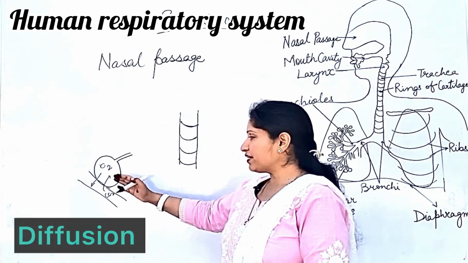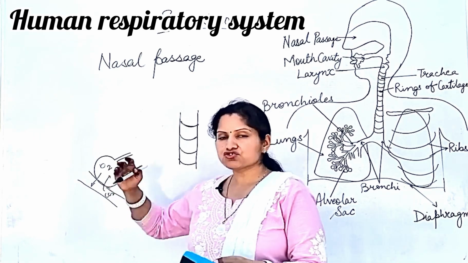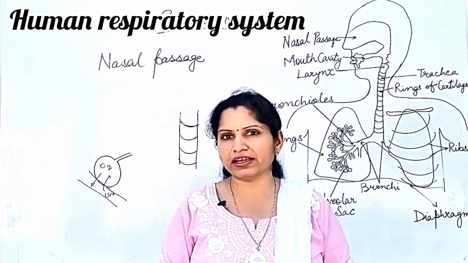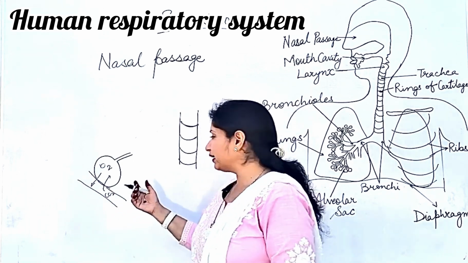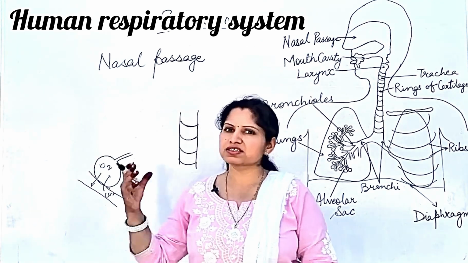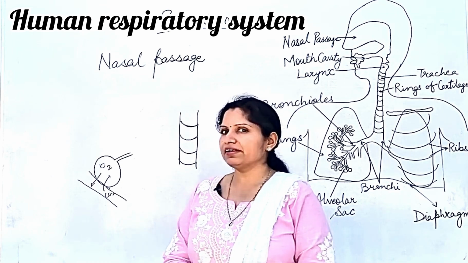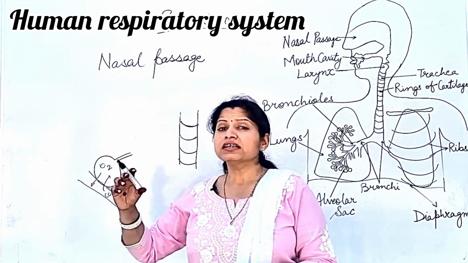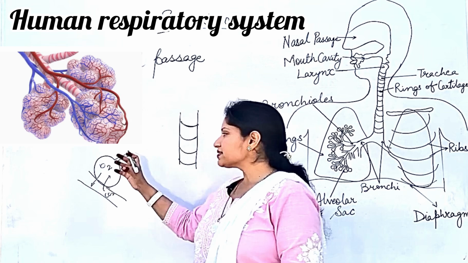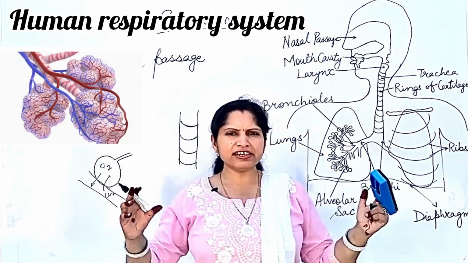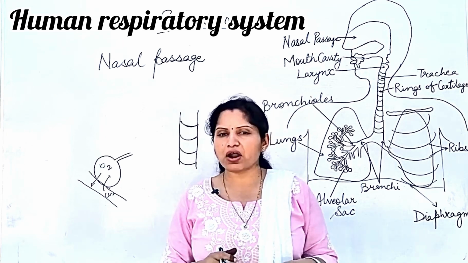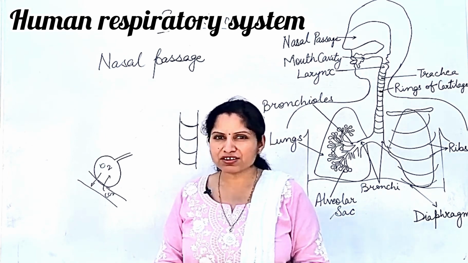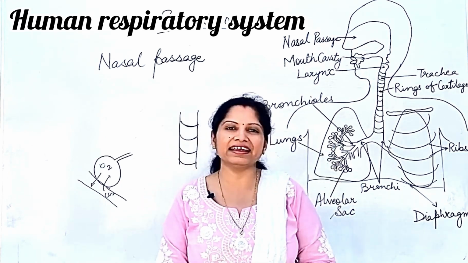So there is a process of diffusion, that is exchange of gases at the level of alveoli. The oxygen present in the alveoli goes into the lung capillaries, and the carbon dioxide from the capillaries goes into the alveoli. For this exchange to occur, the alveoli are richly surrounded by blood capillaries. There are a large number of blood capillaries around the alveoli which are ready to take up all the oxygen that is present in the inhaled air.